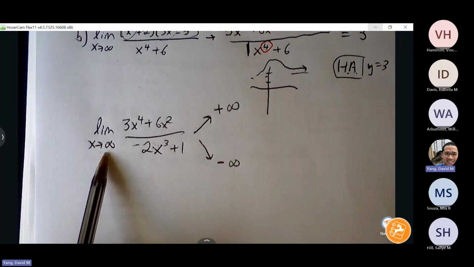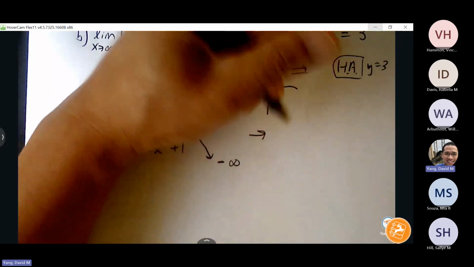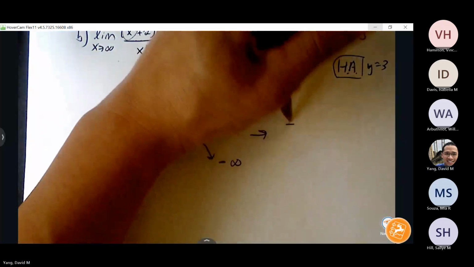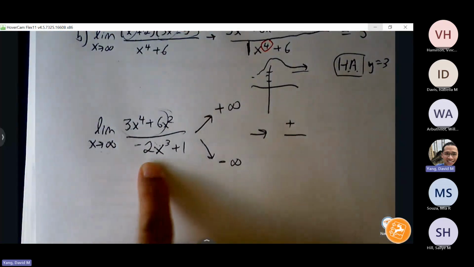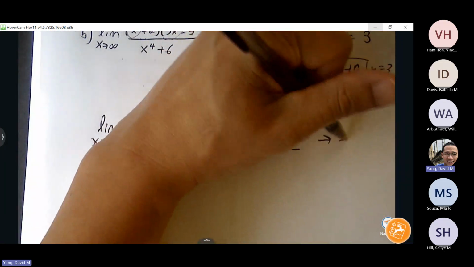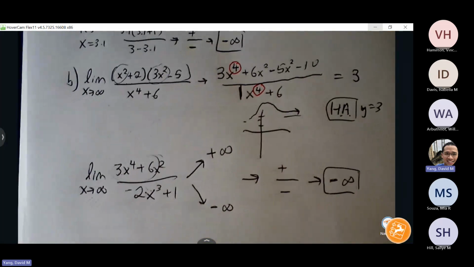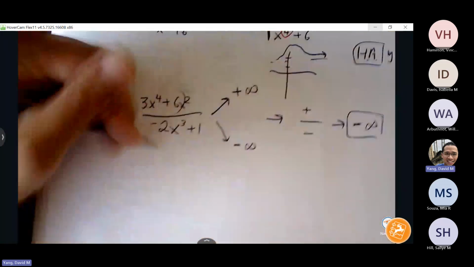So here, what can I insert into the test? 100. So if I plug 100 into the numerator, I get positive. If I plug 100 into the denominator, I get negative. So positive over negative is negative. And if the denominator degree is bigger, it's 0. It's just 0, right? So I'll do an example of that.